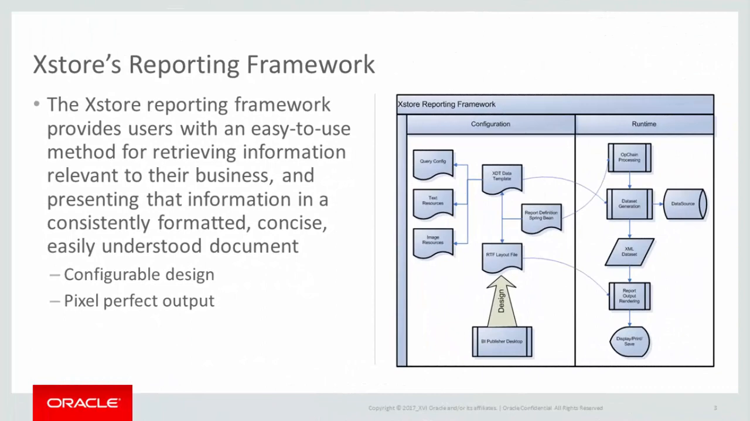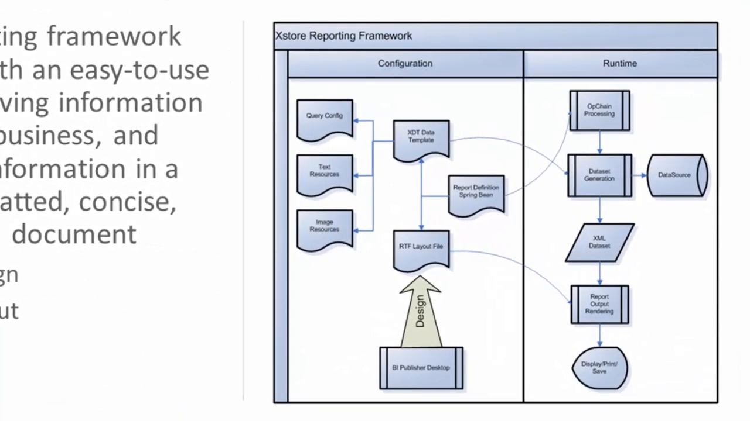The generation and rendering of an XStore report at runtime involves a number of components and configuration files. The diagram in this slide illustrates the major interactions between the report framework's components and configuration files. Reports are defined in XStore with a spring bean, known as a report definition. At runtime, the report framework retrieves a report definition by name.